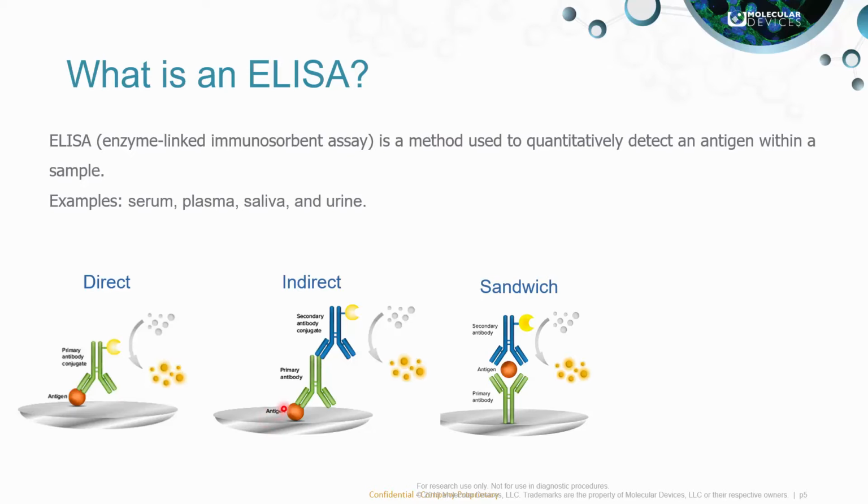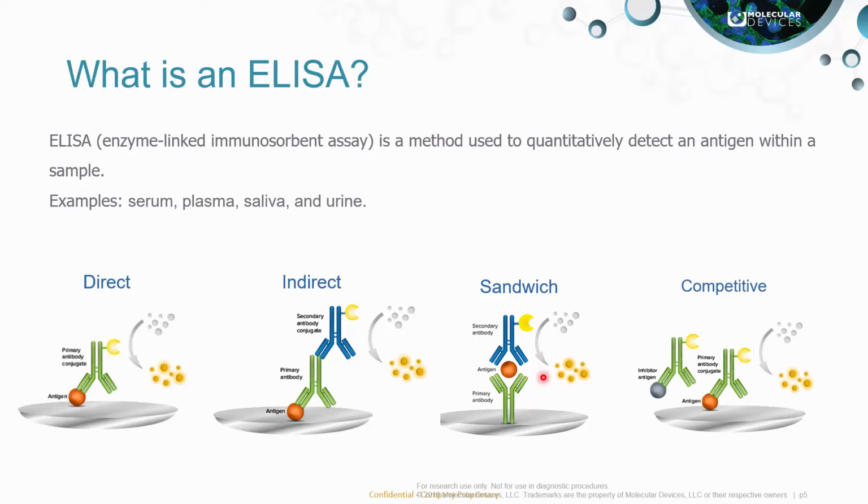Moving on to a sandwich ELISA, which is the most common type of ELISA. Two specific antibodies are used to sandwich the antigen, commonly referred to as matched antibody pairs. A substrate in suspension is again added and produces a signal that is directly proportional to the amount of antigen present in the sample. These are usually used when determining analyte concentration in a biological sample.